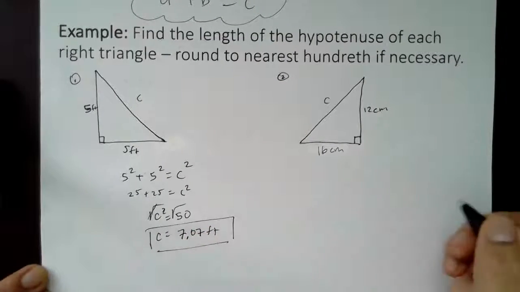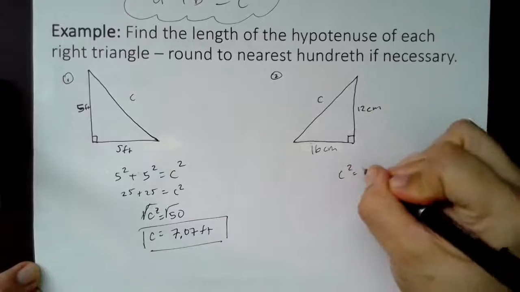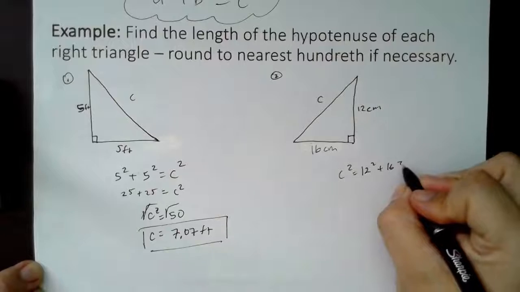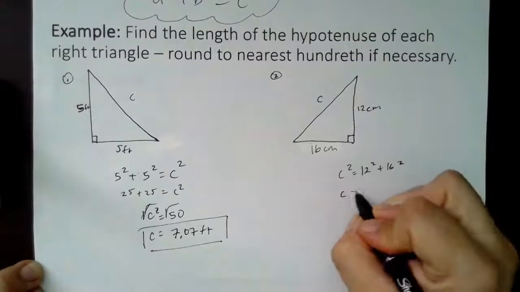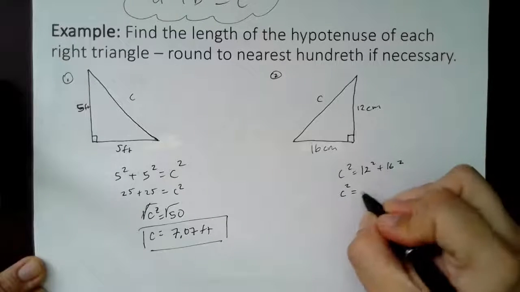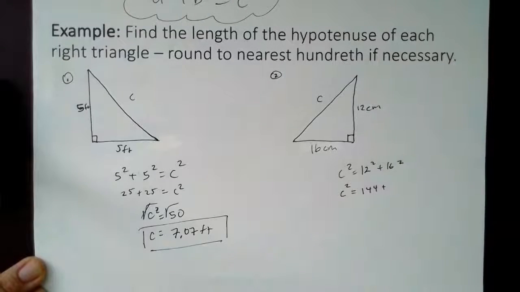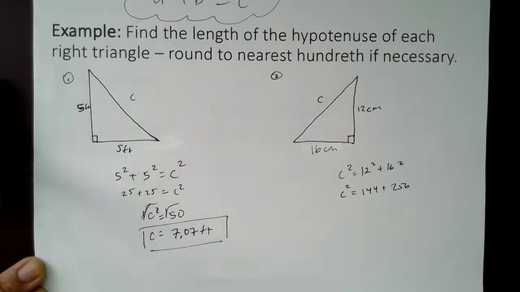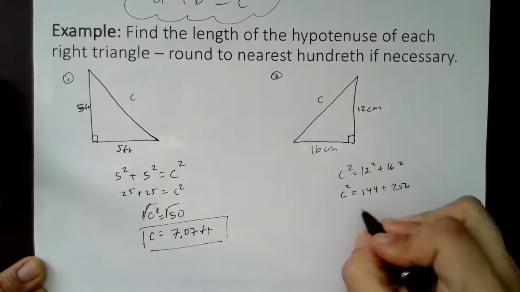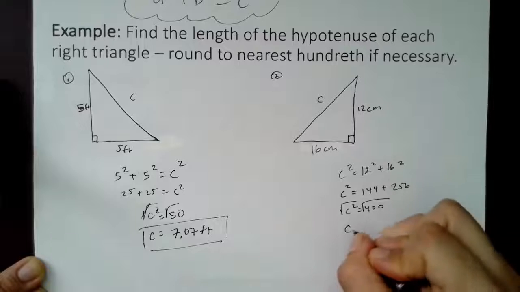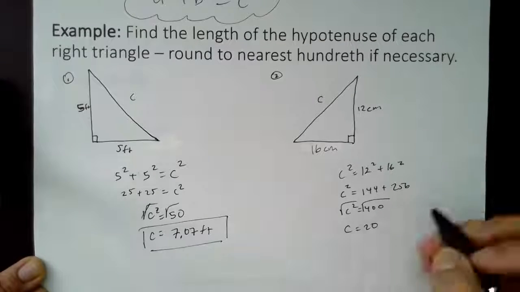Let's do the next one. We have c squared is equal to 12 squared plus 16 squared. Let's first do this. So this is 144 plus 16 squared, which is 256. Add it together: 256 plus 144 is 400. c squared is 400. That's nice, that's a perfect square. Take the square root. That's going to be 20. Okay, 20 centimeters.